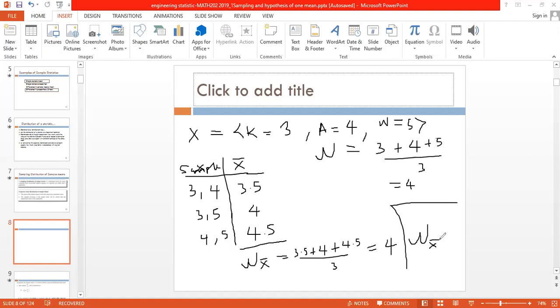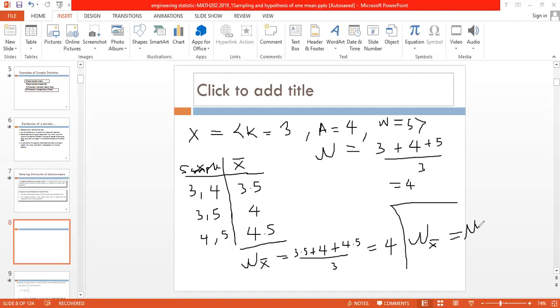So you can see that as a principle, the mean of all possible sample means, which is of the sampling distribution, will be equal to what? The mean of the population. Good. That is the first rule. So the mean of the sampling means will be equal to what? The mean of the population.